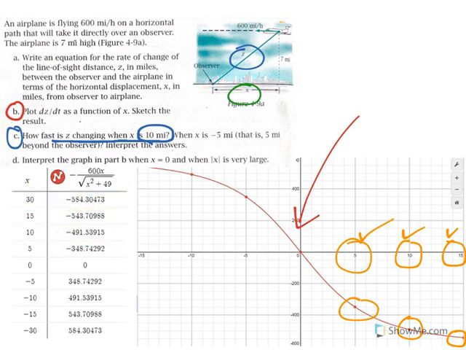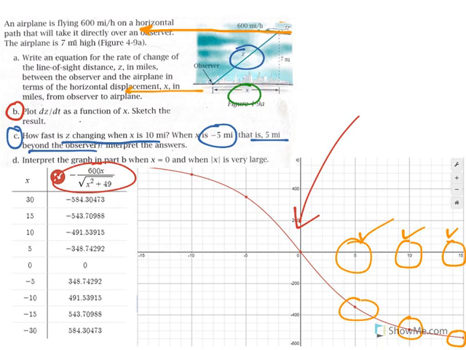So we're able to answer questions about dz/dt at various points in time by using our related rates equation. So how fast is z changing when x is negative 5 miles? When x is negative 5 miles, that is 5 miles beyond the observer. So the plane will continue flying in the same direction. It'll fly beyond the observer, and at that point in time, x would become negative.